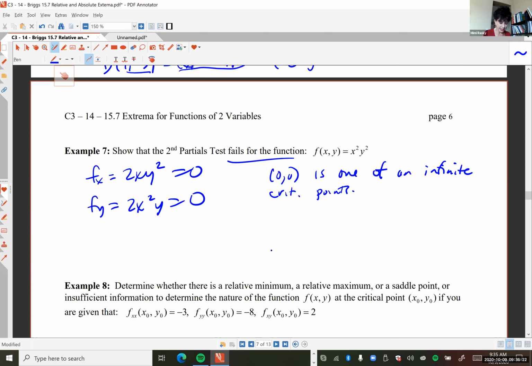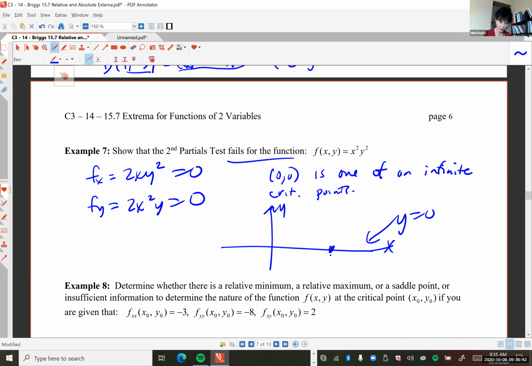Think about it. Here's the xy plane. Okay, 0, 0 is definitely going to give us a critical point. But what else? What if we were on the x-axis? And you guys know if you're on the x-axis, whatever point you pick, y is equal to 0. Your y coordinate will be 0.